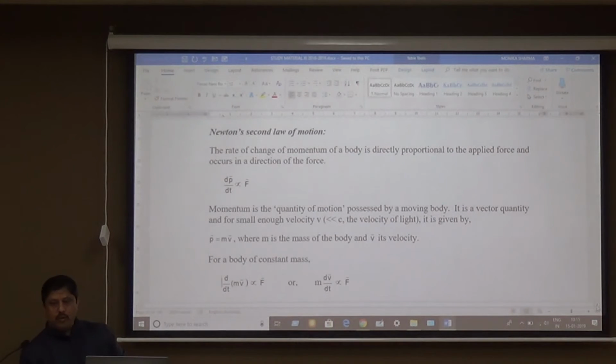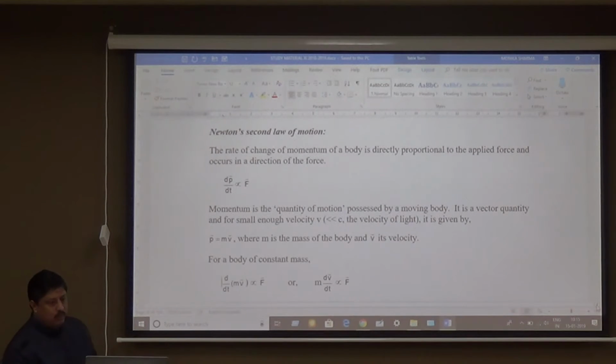Again, Newton's second law of motion, but before that we will discuss momentum. What is linear momentum? Linear momentum of a body is defined as the product of mass and velocity.